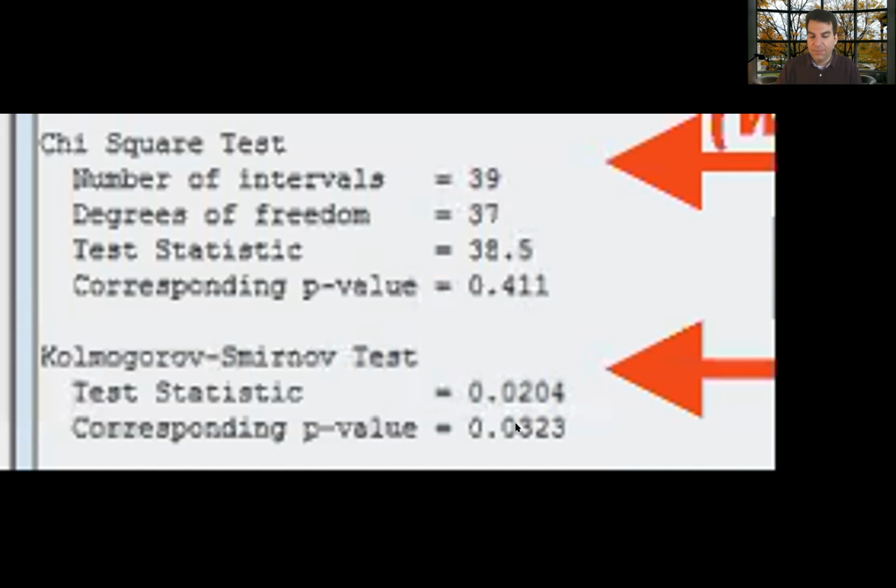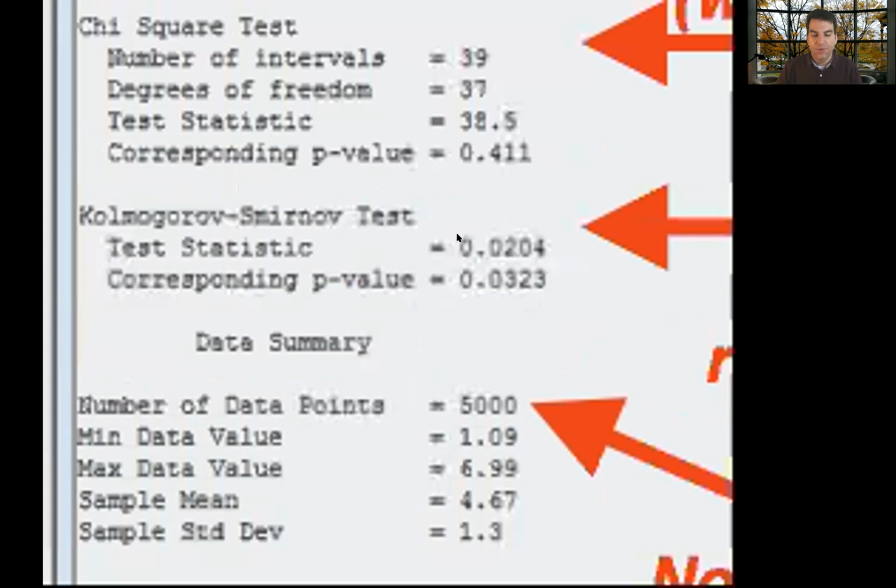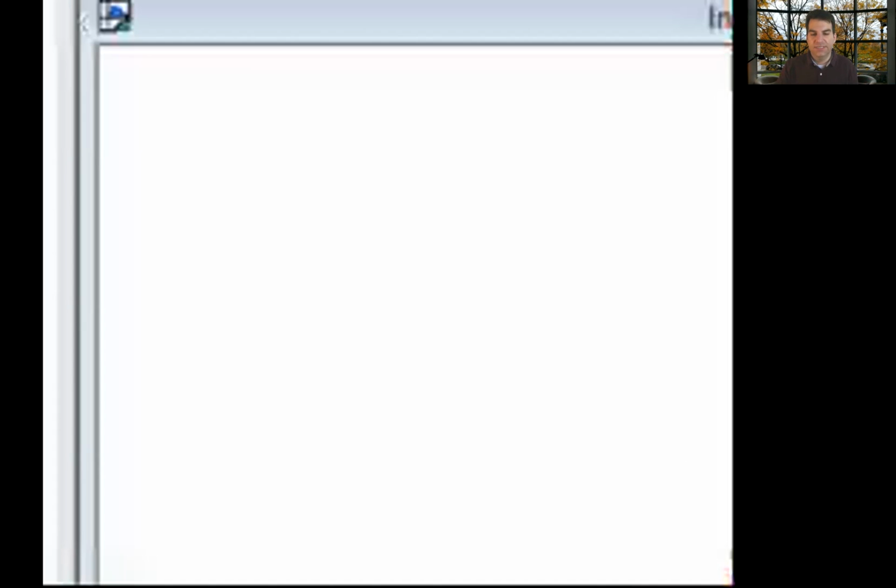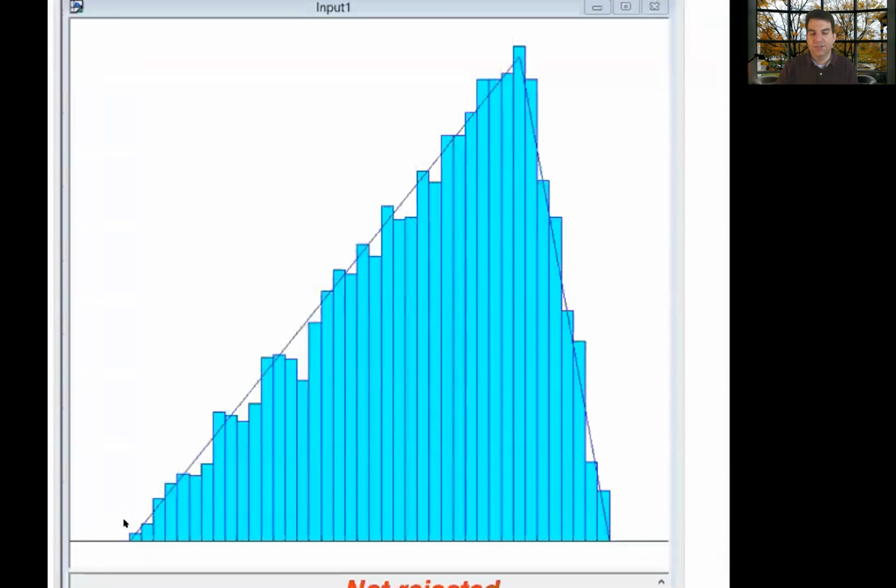And that's probably not because the triangular was a bad choice. It's probably because we have so much data down here, 5,000 data points, that the KS test is just way too sensitive. Whereas the chi-squared test is saying, yeah, this looks pretty triangular, the KS test says, no, you picked the wrong triangle. But if you look at it, this isn't the wrong triangle. The distribution I picked is totally fine. So that's why you just have to be careful.